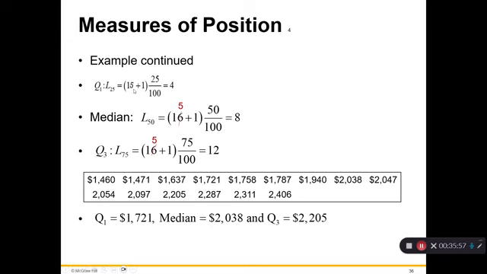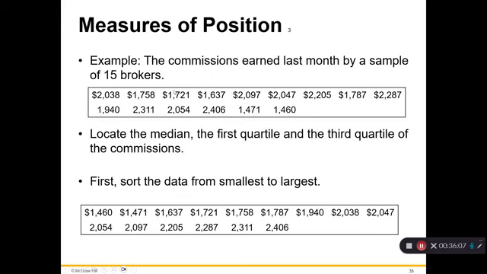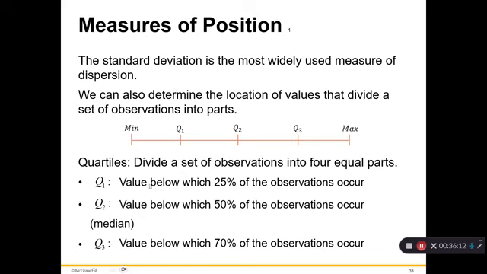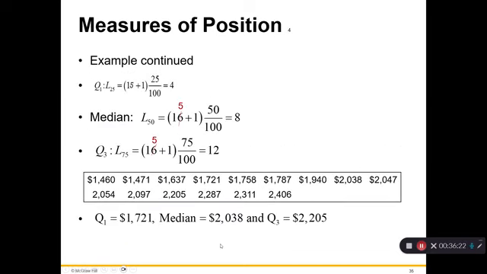Q1. So n plus 1, n is 15, plus 1 is 16, times 25 divided by 100, and we get 4. Oh, by the way, there is one mistake here actually. This is 75% here, not 70. The value below which 75% of observations occur. It's not 70. So the median is the 50th percentile, so we use the value 50 here. When we solve this, we get 8, and Q3 is 12.